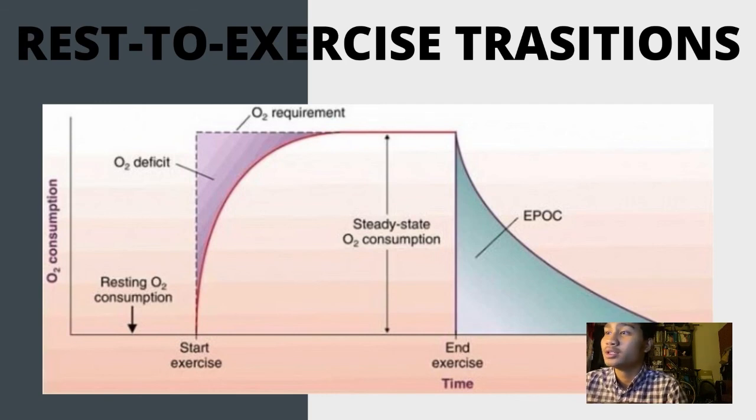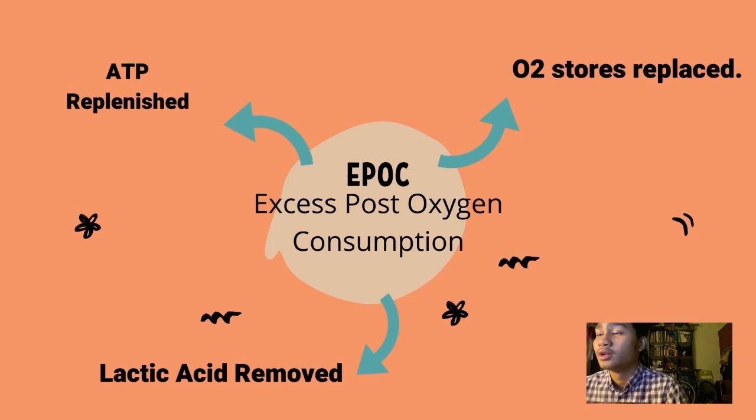The part is EPOC, which is excess post-exercise oxygen consumption. So we need to know about EPOC. So we go to the next slide. EPOC is excess post-exercise oxygen consumption. The purpose is, first, oxygen stores are replaced. Second, lactic acid is removed, and third, ATP is replenished.